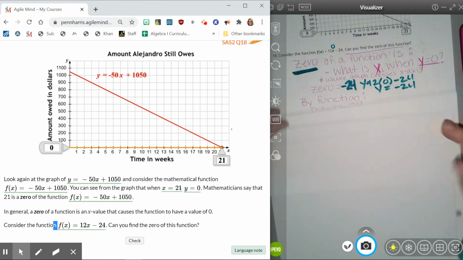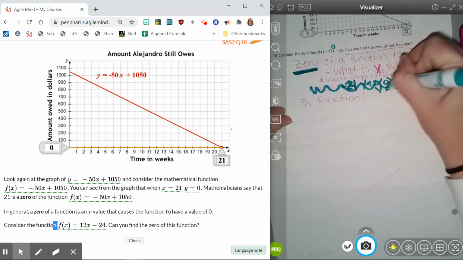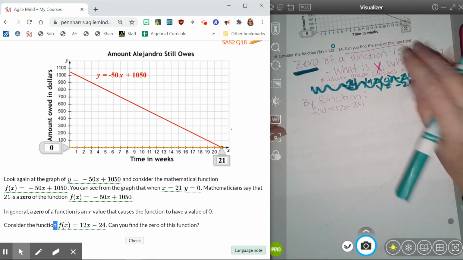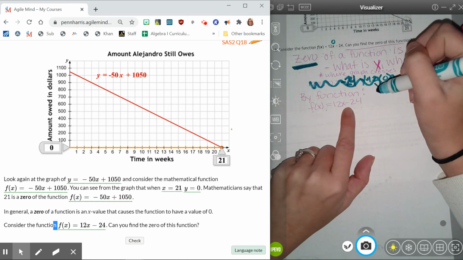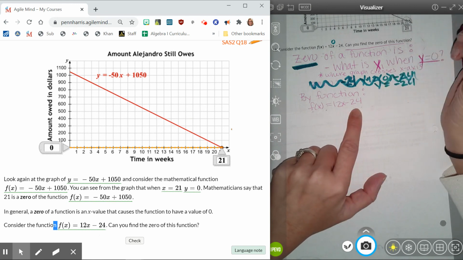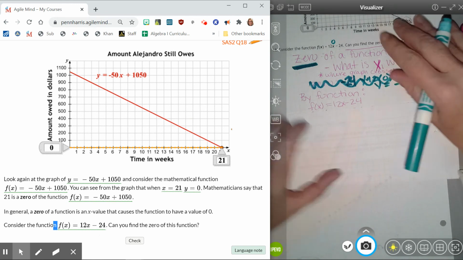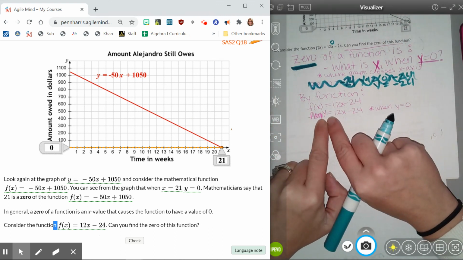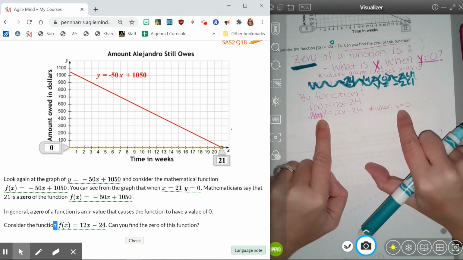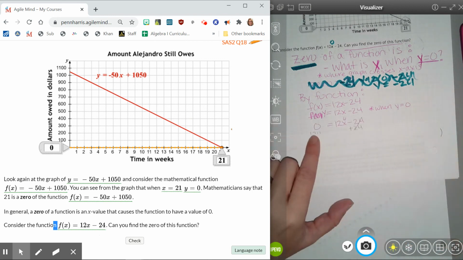So with this function, f of x equals 12x minus 24, what is x when y equals 0? So here's f of x. Remember, that's the same exact thing as y. We're going to take y equals 0 and plug it into the problem, and we end up with 0 equals 12x minus 24. We need to solve for this x.